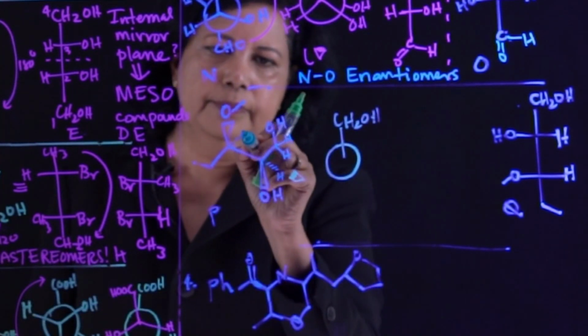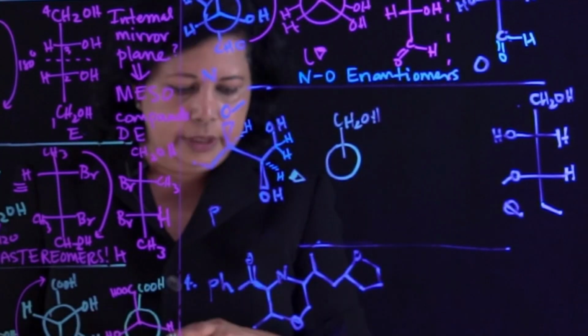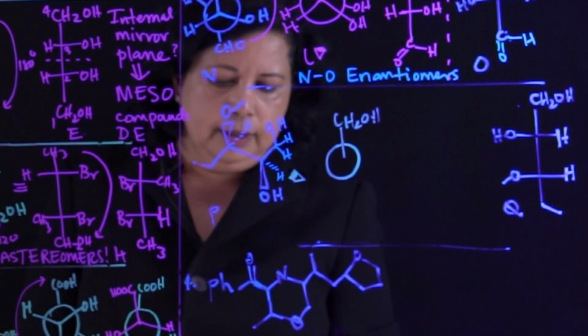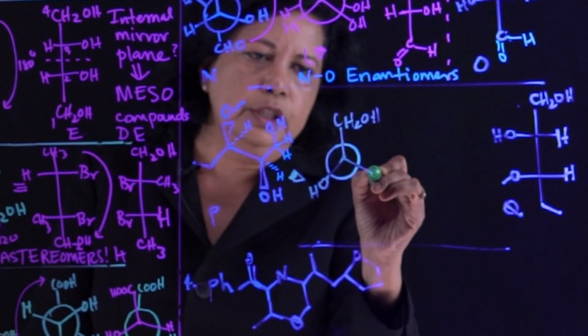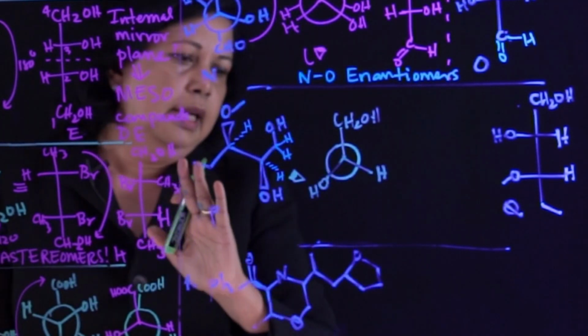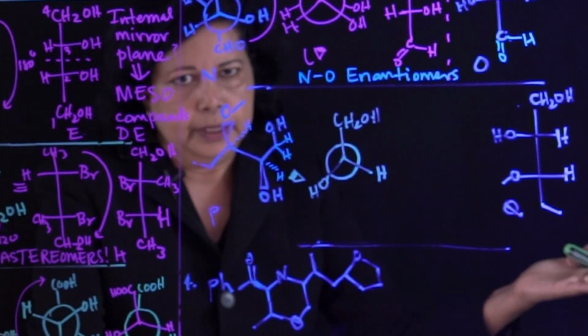Hydrogens would be here. Another way to do it would be, instead of drawing out the whole thing, to make sure that you have an R and S match, or whether it's flipped or not. If R is reflected, it will be an S. If it's the same, then it will be an R.